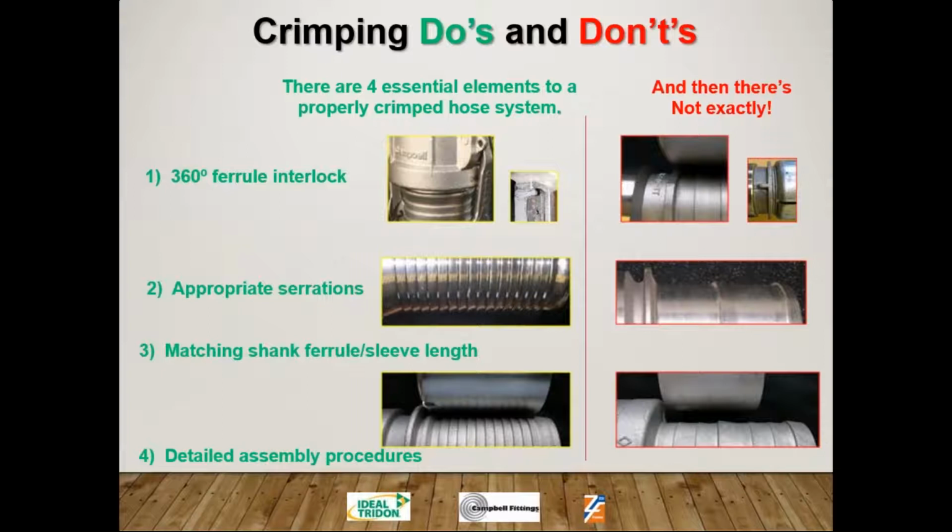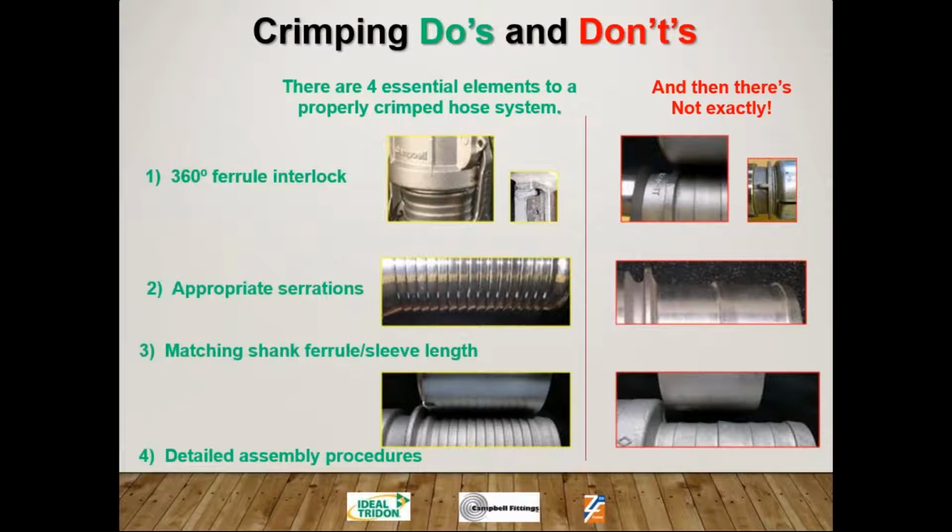And if you look on the picture on the right, you have a ferrule going onto a fitting without a groove. And then that little fitting, the little picture on the right, it's not even lined up with the ferrule groove. So that's the wrong ferrule for that shank. So it's important to have the parts integrating with each other. And that ties in with the appropriate serrations. If you notice on the left, the Campbell shank has the max amount of serrations on that shank.